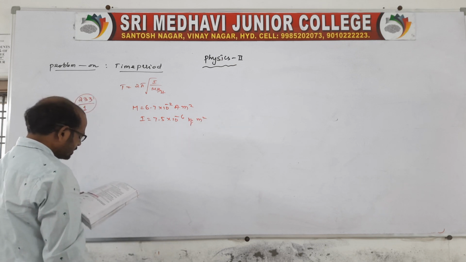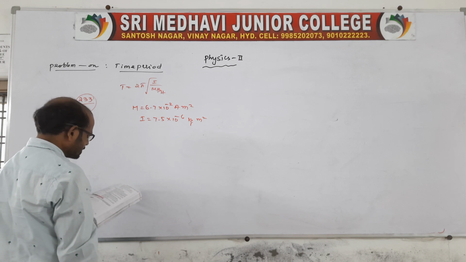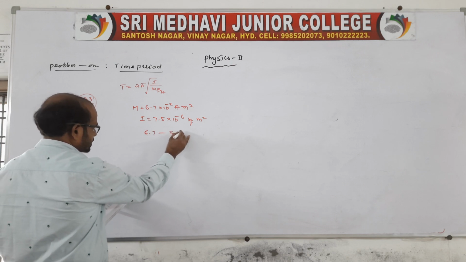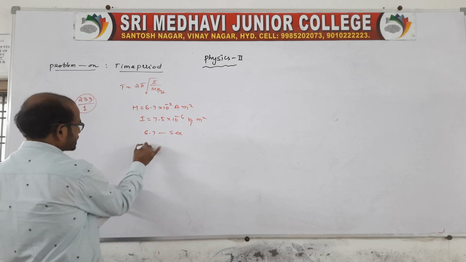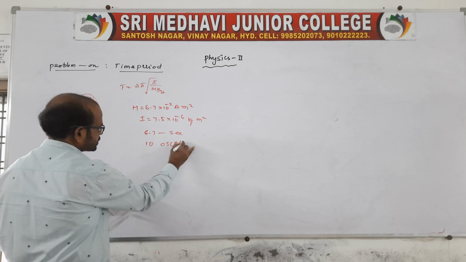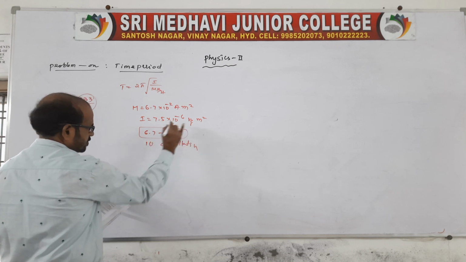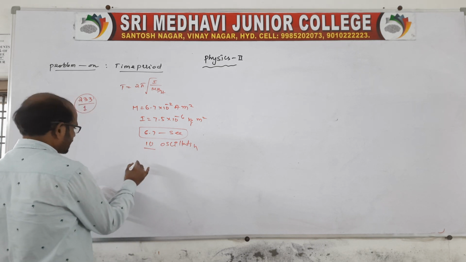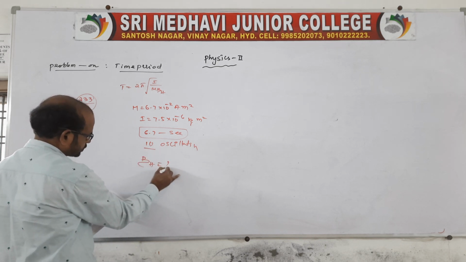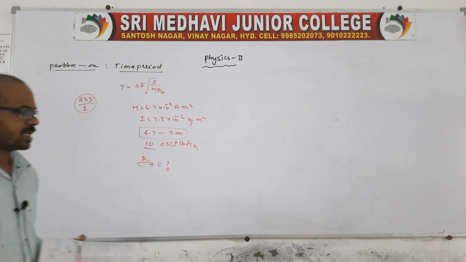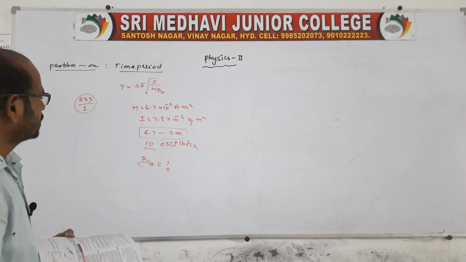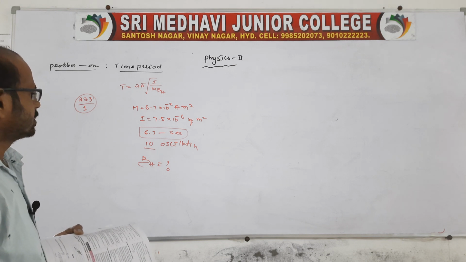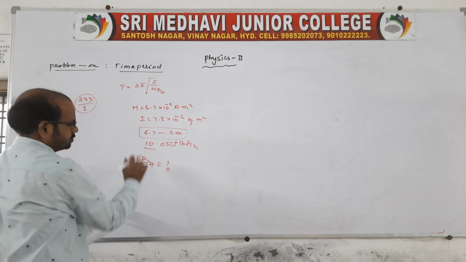It performs 10 complete oscillations in 6.7 seconds. So in a time of 6.7 seconds it completes 10 oscillations. What is the magnitude of the magnetic field? It is asking for B_H. The magnetic moment of the bar magnet is given, the moment of inertia is given, and the bar magnet completes 10 oscillations in a time of 6.7 seconds.